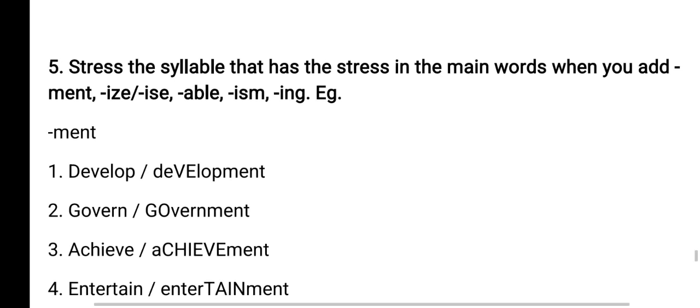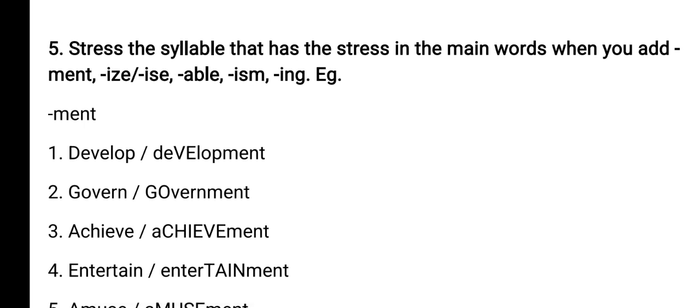Now, government. If you say government, what are you supposed to do? Remove the ment. Now we have removed ment. What remains? Govern. When you have govern, which syllable has the stress? Govern. My stress is on the first syllable, which is go. So whether I add ment to govern or not, it is go. So it is government.